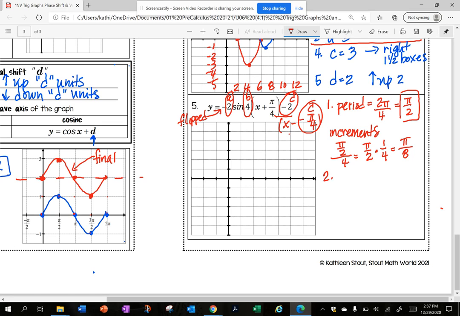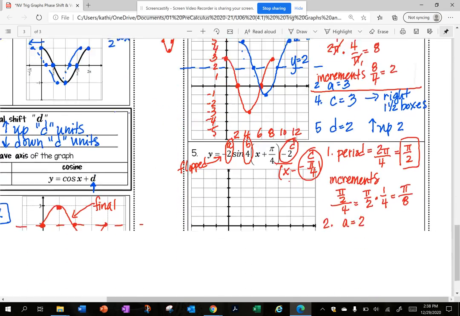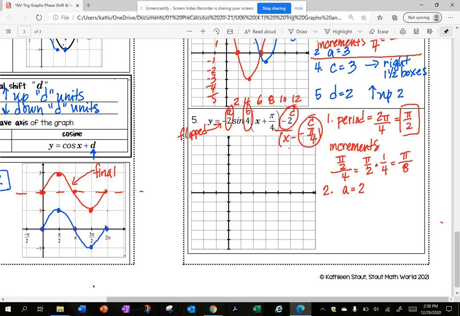Next, I want to know what my amplitude is. I said our amplitude is 2. Since I have a negative sign in front of the amplitude, that means I'm flipped. So I am graphing sine, but I'm flipped. So I know I'm going like this. So just to kind of get an idea what I'm graphing.